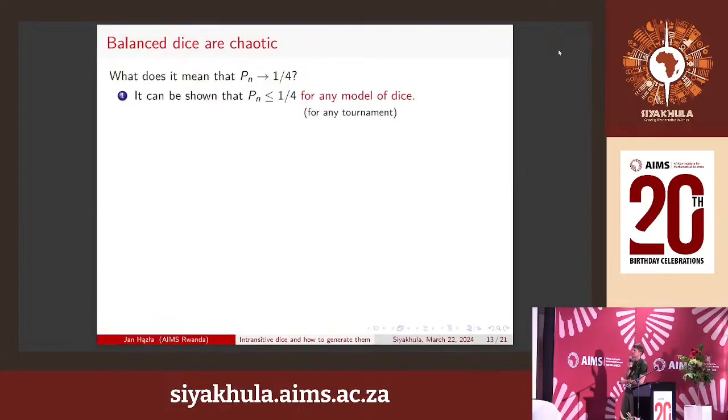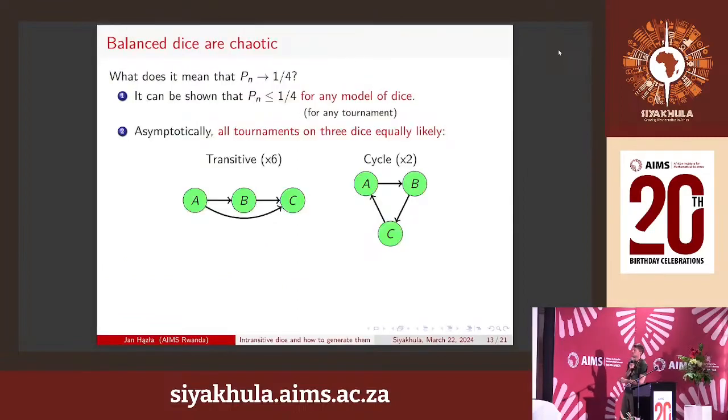Let's quickly think about what this result means. It's not 0, okay, so now we found a way to generate examples, but why exactly is it 1/4? This 1/4 somehow means that this model where you condition on the sum of the faces is maximally chaotic. First, it can be shown by some basic arguments that this probability of being intransitive for any model at all cannot be more than 25%. So 25% is the maximum.